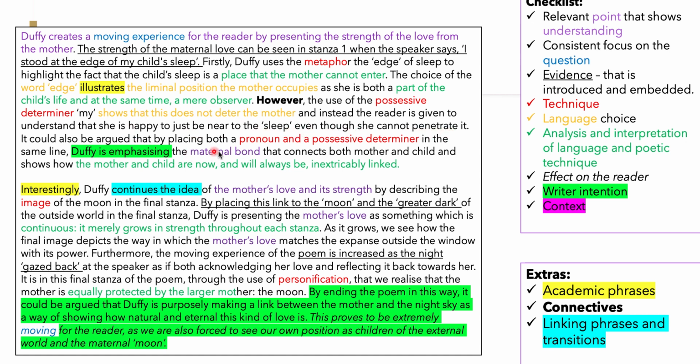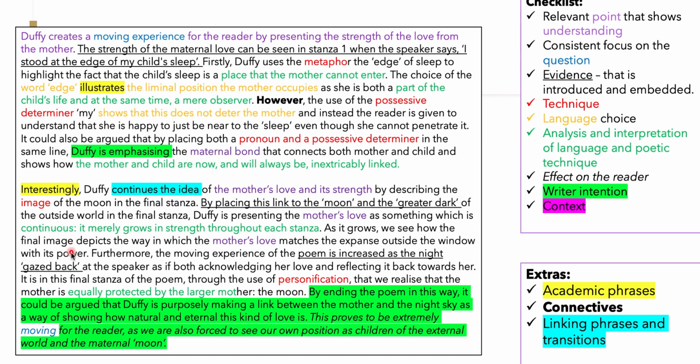It could also be argued that by placing both a pronoun and a possessive determiner in the same line, Duffy is emphasising, so showing that we know that Duffy's intended to do this on purpose. She's emphasising the maternal bond that connects both mother and child, and shows how the mother and child are now and will always be inextricably linked. So I've gone back to my own interpretation of what that means.